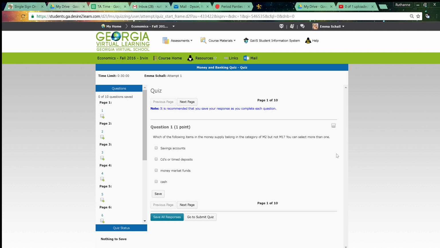Okay, so this quiz is the money and banking quiz, and let's get started. So, question number one: which of the following items in the money supply belong in the category of M2 but not M1? So, first we have to figure out what M2 and M1 mean.